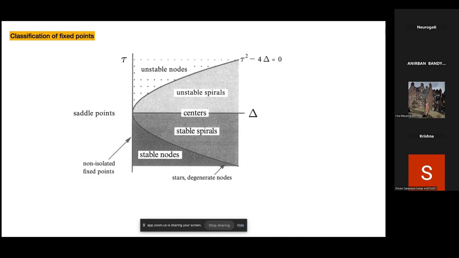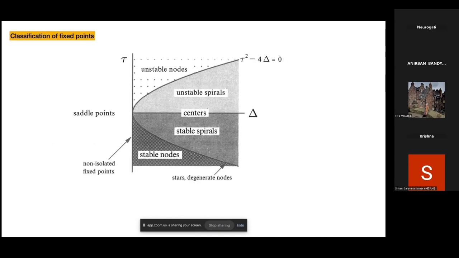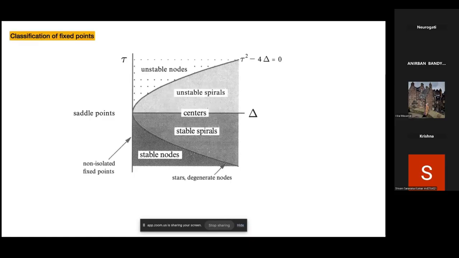If del is 0, then you can call it a center. And we can calculate tau squared minus 4 del. If it's greater than 0, then it will be an unstable node. If it is less than 0, it will be an unstable spiral. In this way, we can understand what the fixed point will be, and understanding the fixed point, we can understand how the solutions will be. If we find that it is a center, then we know it is a periodic solution. If it's a spiral, then we understand it is either a decaying or growing amplitude solution, like the damping of the pendulum system.